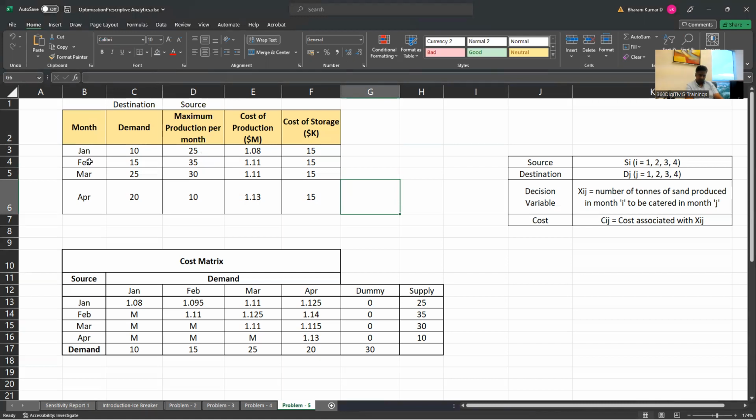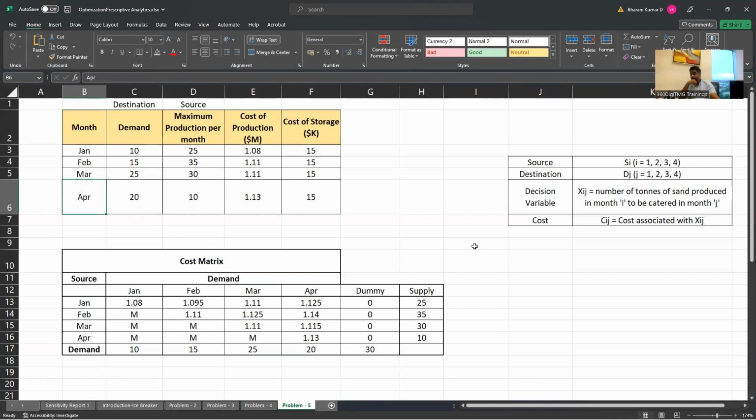Okay, so this is for the month of Jan, and for the month of Feb, you have the details. You need 15 tons of sand, but you have a maximum production of 35 tons of sand, and it's going to cost you, say, $1.11 million for each ton of sand. It varies, right? Cost varies depending on season, depending on the demand, so on and so forth. And 15,000 is the standard storage cost. And you have the data for the month of March as well as, say, April.